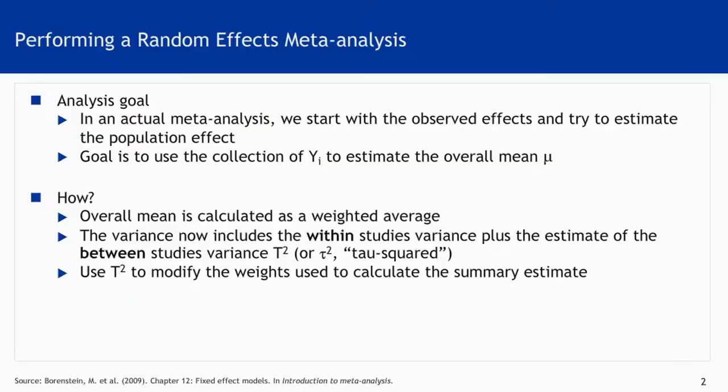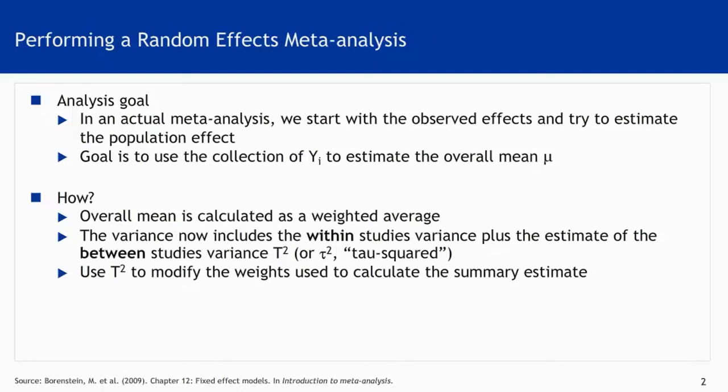When performing a random effects meta-analysis, your goal is to start with the observed effects and try to estimate the population effect. I have repeated that idea over and over again: the observed effects, regardless of the model, are the same. That's the data you collected from the study. And the goal is to use a collection of yi, which could be risk ratio or odds ratio, to estimate the overall mean mu. How are we going to do it? Through meta-analysis. The overall mean is calculated as a weighted average. Again, it's just a weighted average.